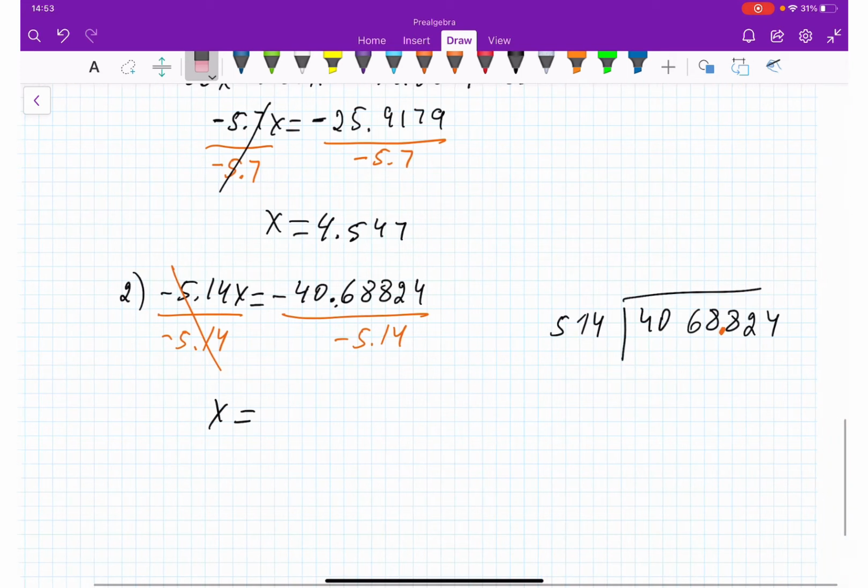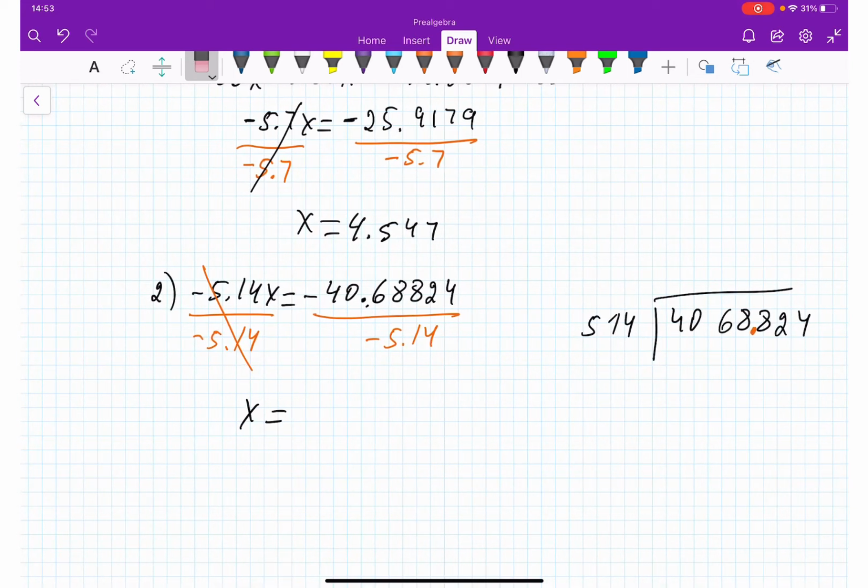So, okay, let's see. 40 too small, 406 too small, 4068, which means I'm taking 40 and trying to divide by 5. Well, do you think 8 times would be too much? I think it will be. So I'm taking 7 times.